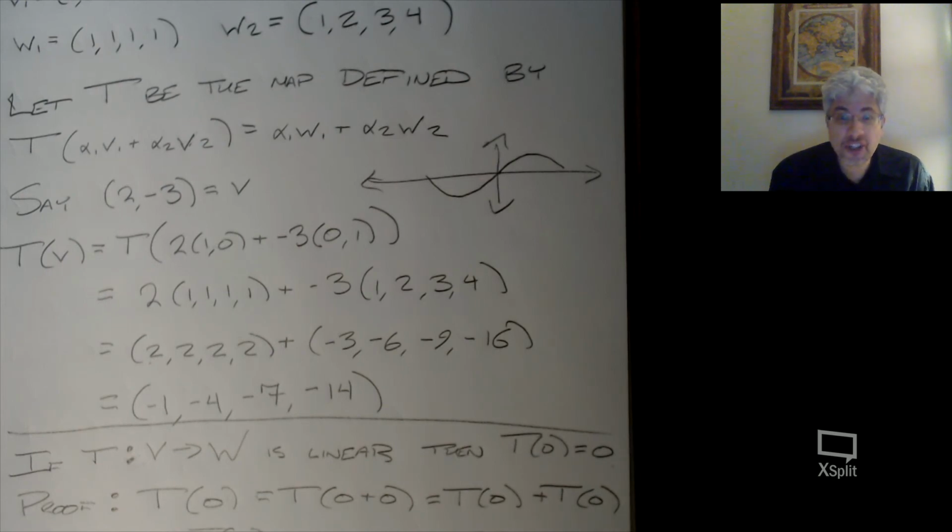Okay, so one more time. If t is linear, it sends 0 to 0. But if t sends 0 to 0, it is not necessarily linear.